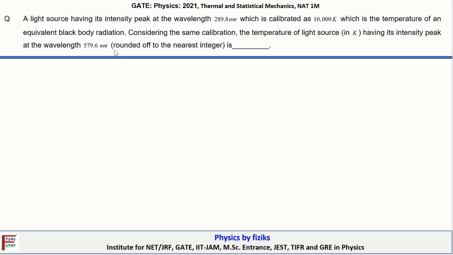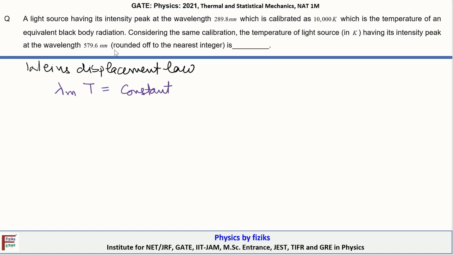Okay, so we can solve this problem by making use of Wien's displacement law. What is the final conclusion from this law? That lambda m and T will always give you a constant quantity. Depending upon the temperature, if the temperature is changing, accordingly the wavelength corresponding to maximum peak intensity will shift. So let's try to understand what information is given to us.